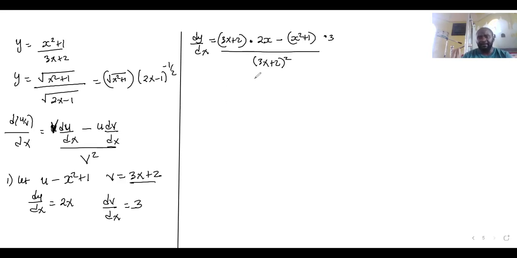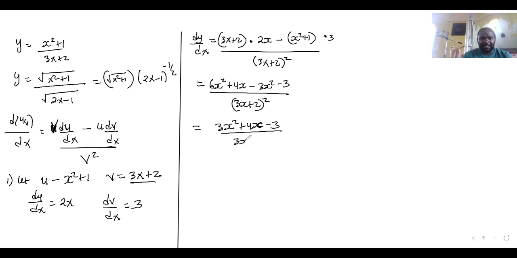You simplify, and you realize 6x squared plus 4x minus 3x squared minus 3, divided by (3x plus 2) squared. This will give me 3x squared plus 4x minus 3, divided by (3x plus 2) raised to the square. Solution.